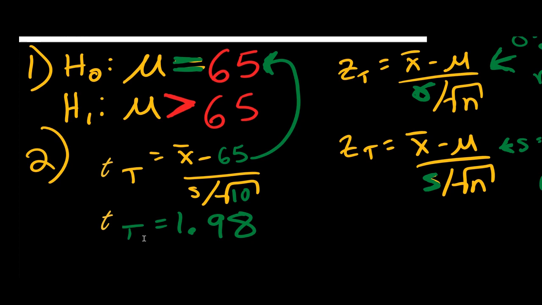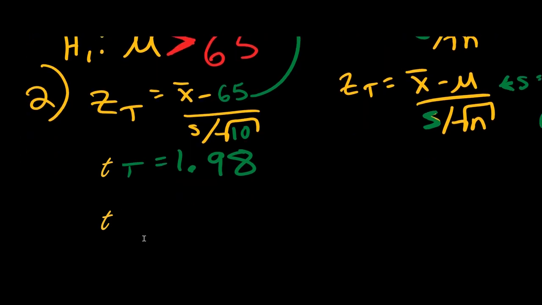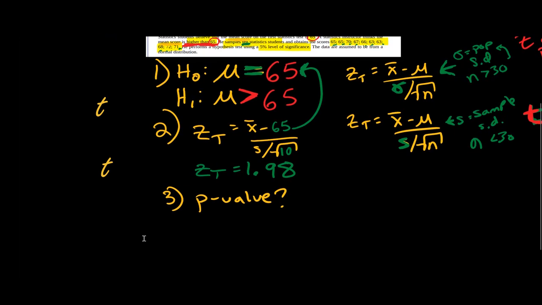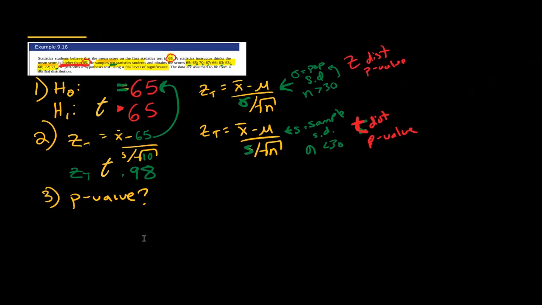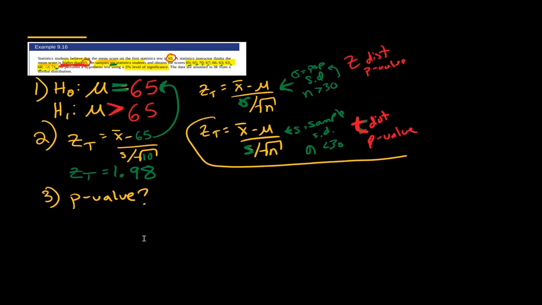Okay. All right. Once you have your test statistic, step number 3 is to calculate our p-value. All right. What is our p-value? And remember, I said if we use this formula, our sample size is small, then we're going to need that t distribution for the p-value. Okay, so this is where this comes into play.